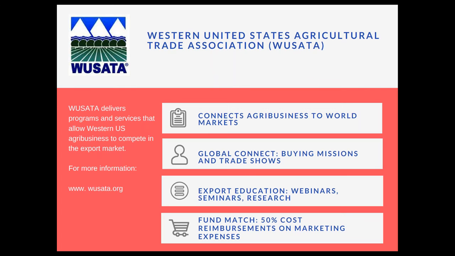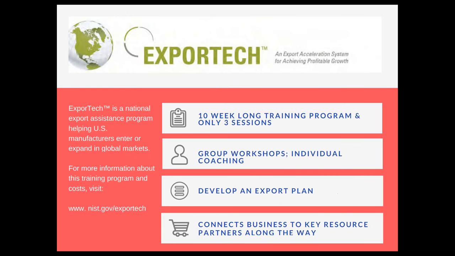And then last but not least, we have Export Tech. Export Tech is a national export assistance program helping companies enter or expand into global markets. Jointly offered by the NIST Manufacturing Extension Partnership and the U.S. Commercial Service, Export Tech applies a structured export strategy development process that assists 4 to 8 companies at a time to accelerate growth. It's the only national program where each company develops a written export plan that is vetted by a panel of experts upon completion.